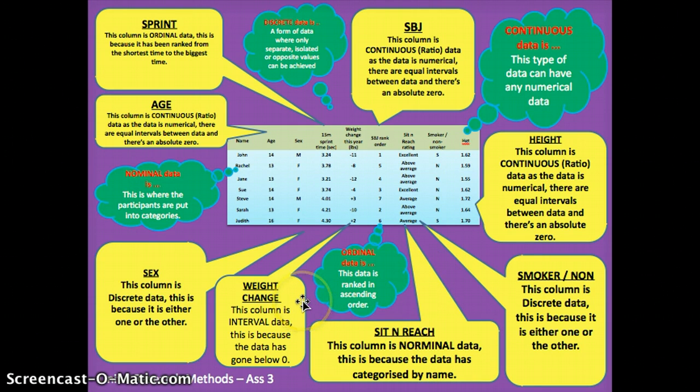Weight change, this column is interval data. This is because the data has gone below 0, so it's gone to a minus value in here. Sex, this column is discrete. This is because it's one or the other, so it's male or female. And age is continuous ratio data, as the data is numerical, the same as standing wall jump and height.